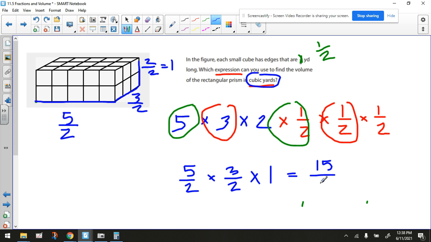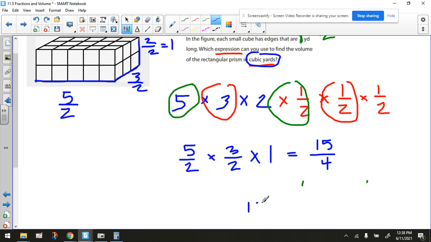2 times 2 is 4. And if I multiplied the product of these two factors with 1, I would still get this. And if we needed to rename that as a mixed number, let's take a look at what that would look like. 15 divided by 4, it's always the numerator divided by the denominator.